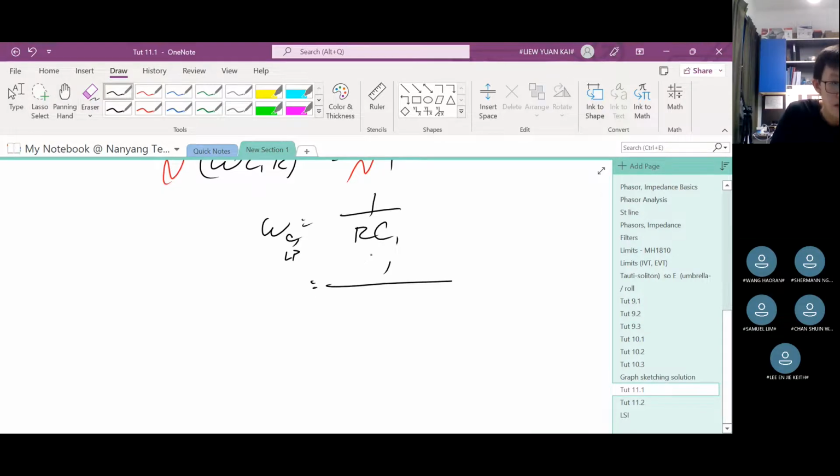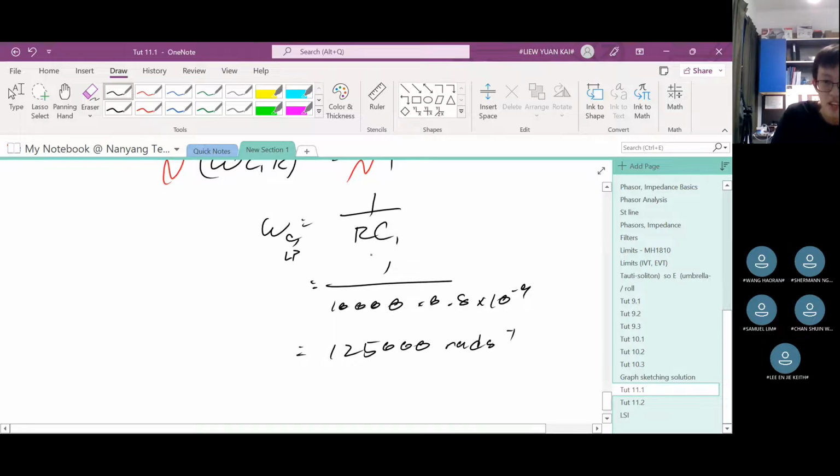You sub in the value, which is 10,000 times 0.8 nanofarads. You will get 125,000. But this by default is in radians per second. I will convert this to frequency. This is omega, I want to change it to f. Remember that omega is equal to 2 pi f. So to get f, I get omega divided by 2 pi.